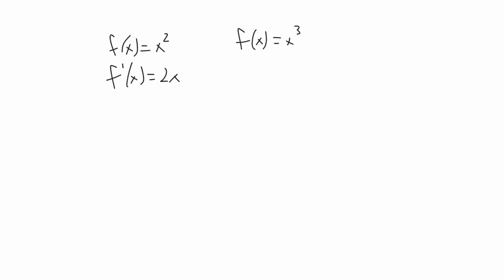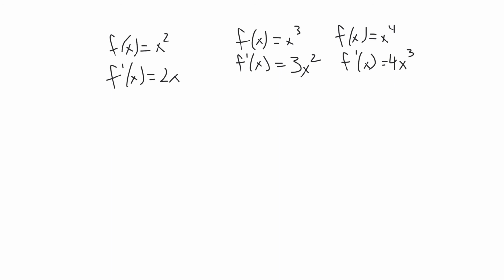And if our function is x cubed, then in this series of videos, we were able to show that the derivative is 3x squared. So what do you think would happen if the function was maybe x to the 4? Do you have a suggestion, a prediction on what the derivative would be? Well, I'll give you some help. The answer is going to be 4x cubed.